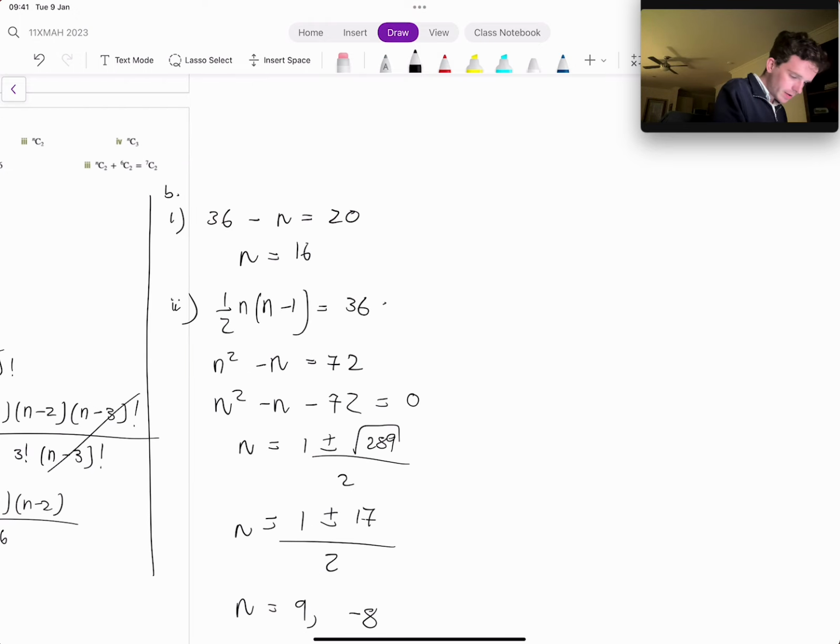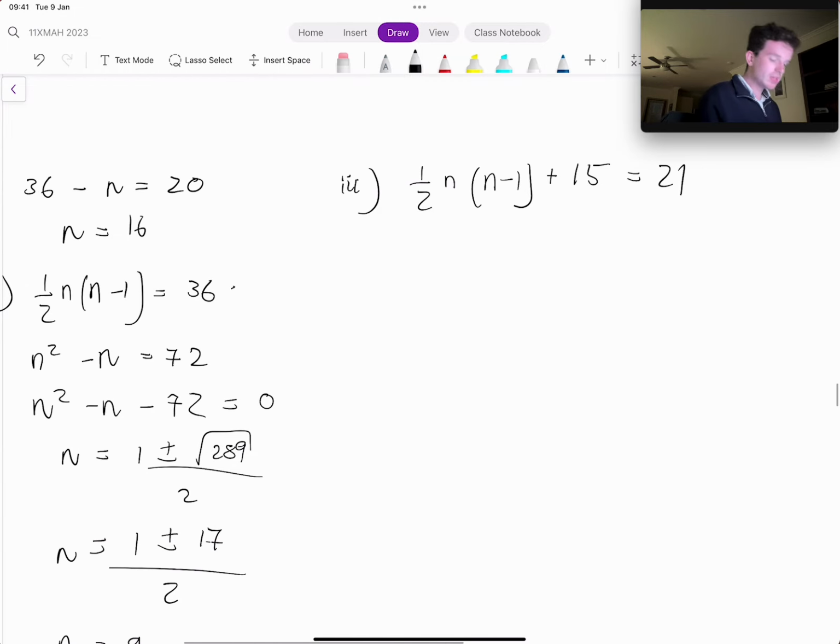Okay, part 3, that's nice and easy. So n choose 2 is 1 on 2 n minus 1, plus 6 choose 2. 6 choose 2 should be 15, is equal to 7 choose 2. What is it? 17? I don't know. 7 choose 2 is 21. So, timesing up the 2 and expanding, n squared minus n plus 30 equals 42.